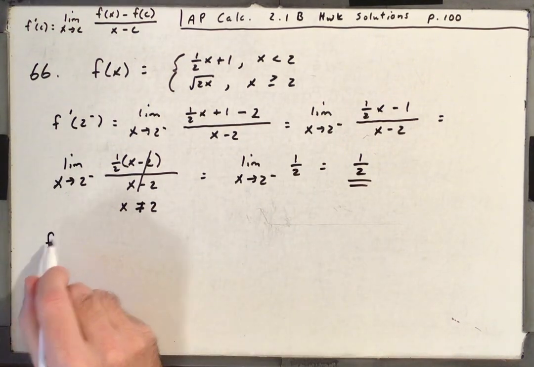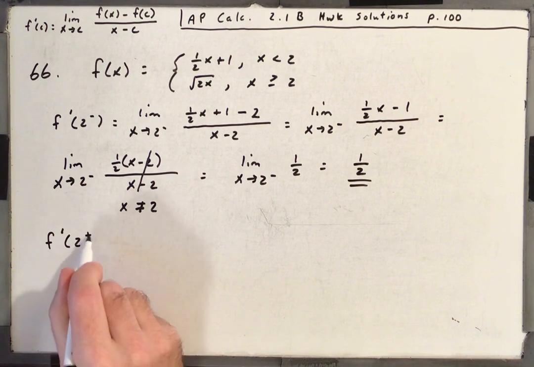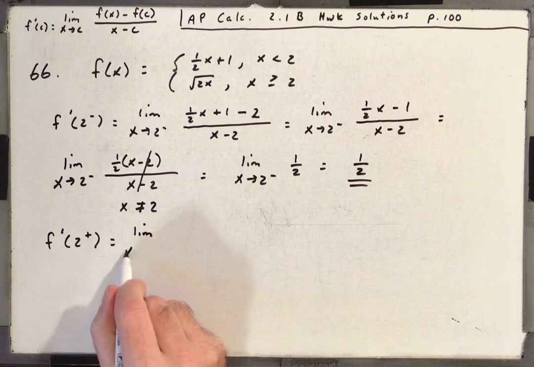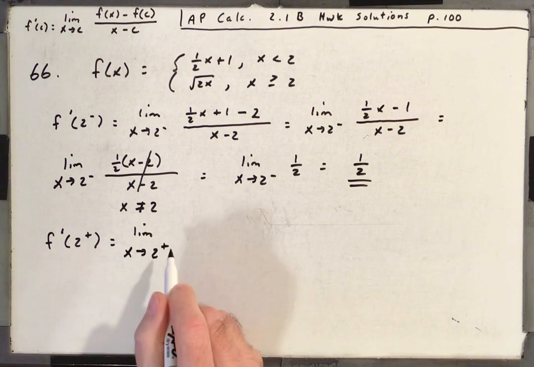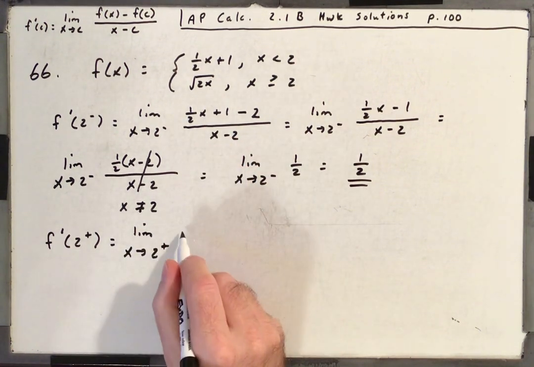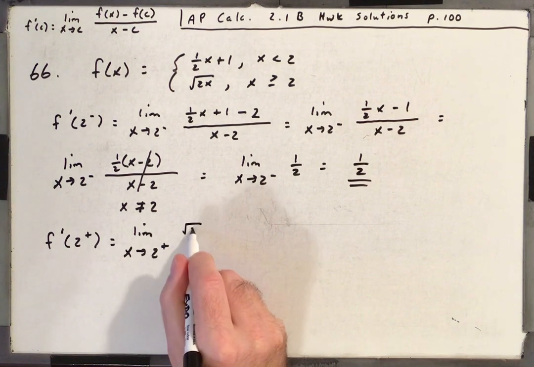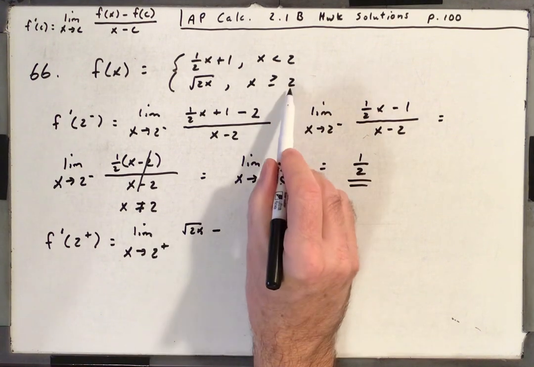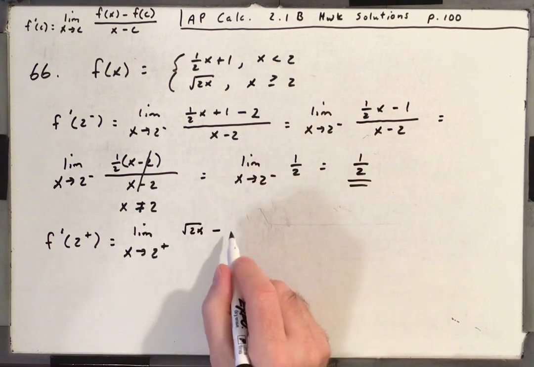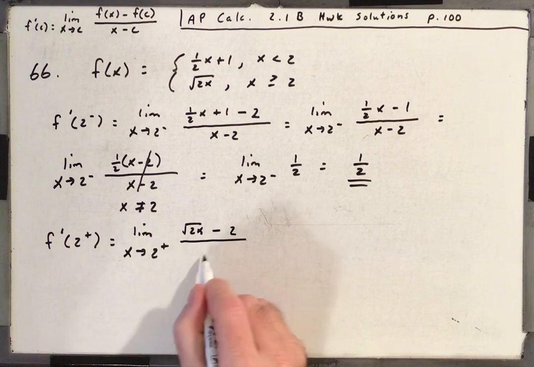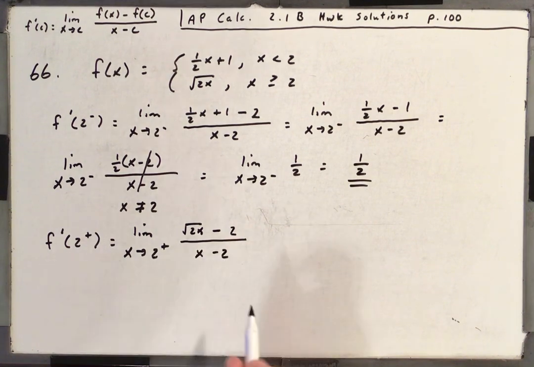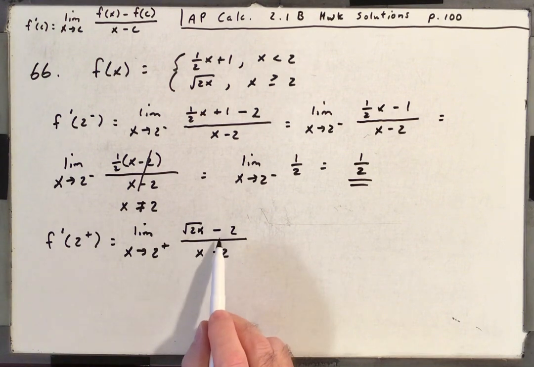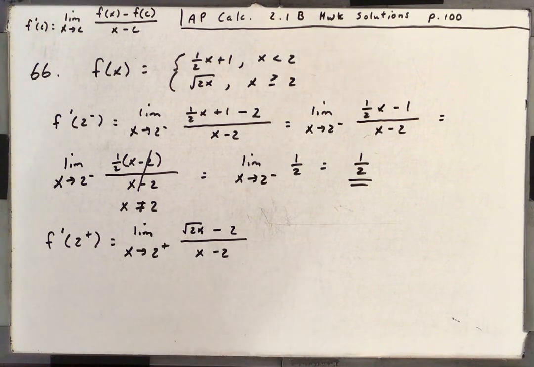Okay, so that's 2 from the left. Let's do it from the right. F prime of 2 from the right is equal to the limit as x approaches 2 from the right. We're going to use the bottom equation, root 2x. So f of x minus f of c. So plug in a 2, that's the square root of 4, which is 2, over x minus 2. Well, what do you do when you have a radical? So we plug in a 2, we get 0 over 0 here.